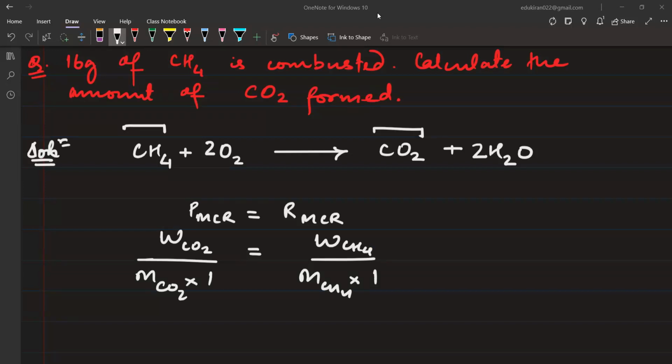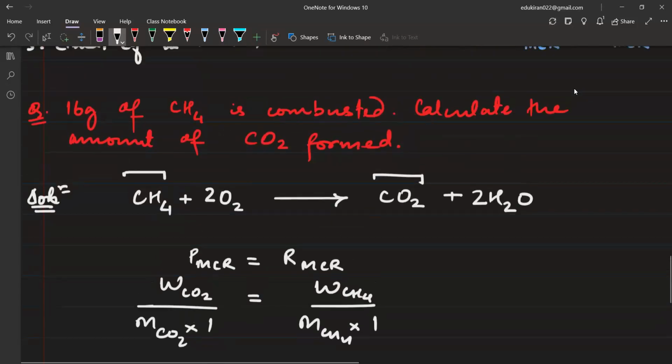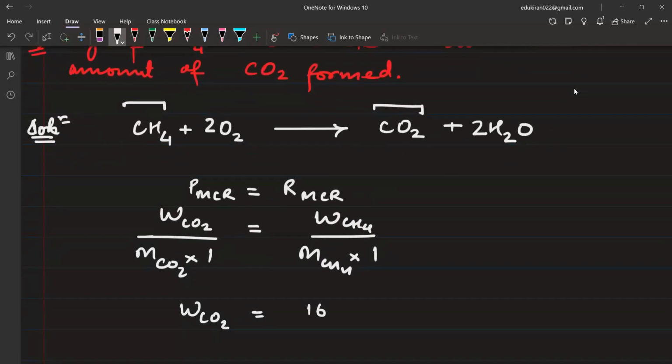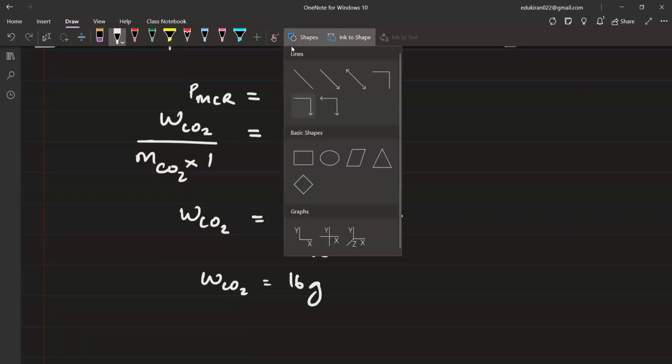Yes, sir. That is why I had written everything earlier, when we were doing the generalized form. Now, what is the given mass of CO2? We have to find that actually. So the mass of CO2 will be equal to the mass of CH4 given, which is 16 grams, divided by the molar mass of CH4, 16 grams, multiplied by the molar mass of CO2, which is 44, right? So you will cancel both of these. You will get the mass of CO2 as 16 grams. That's it.